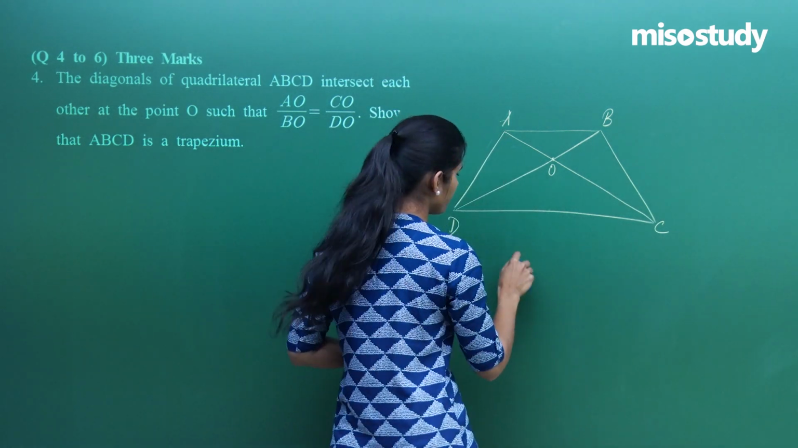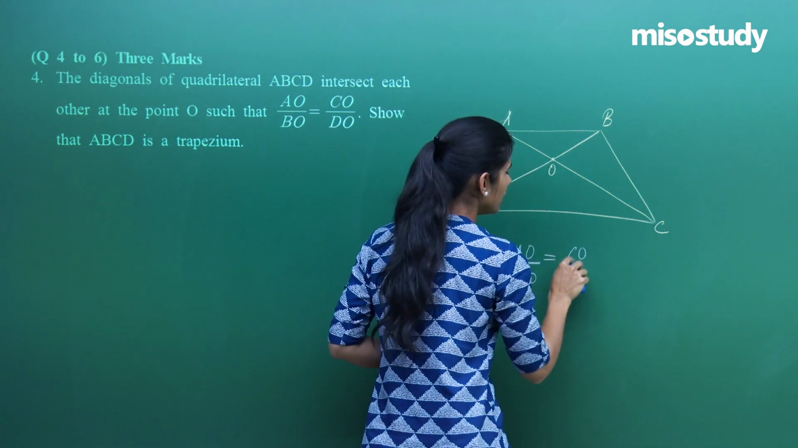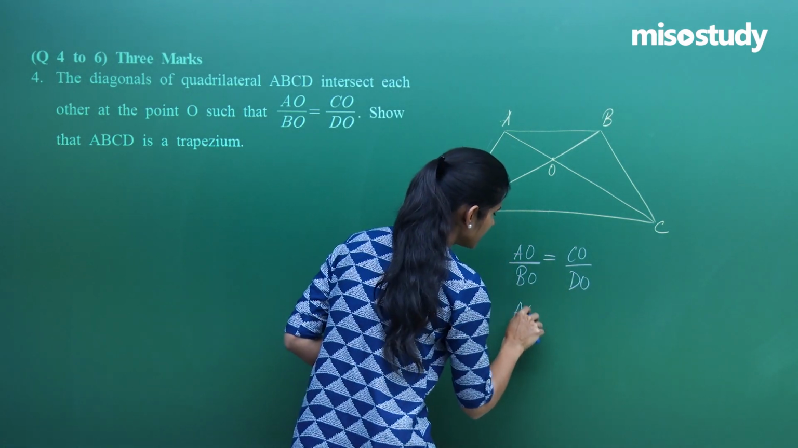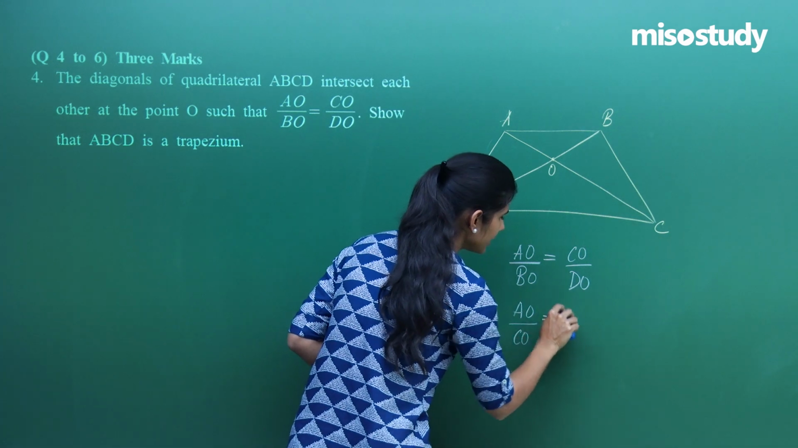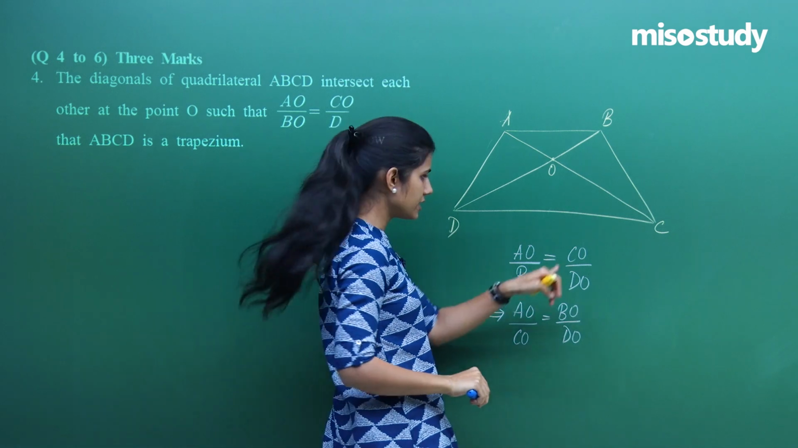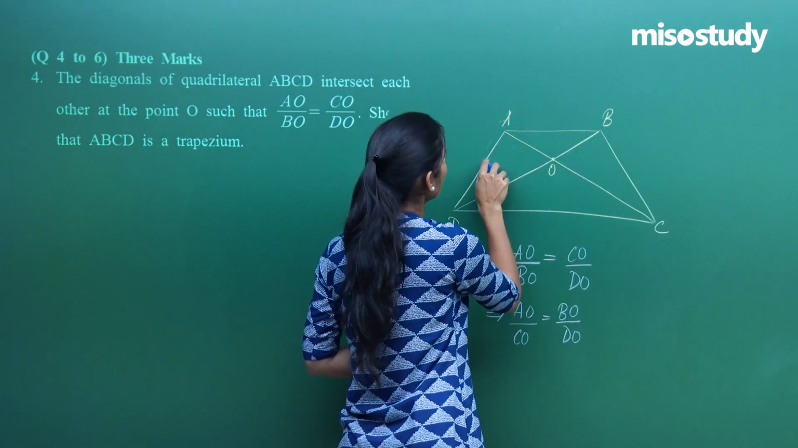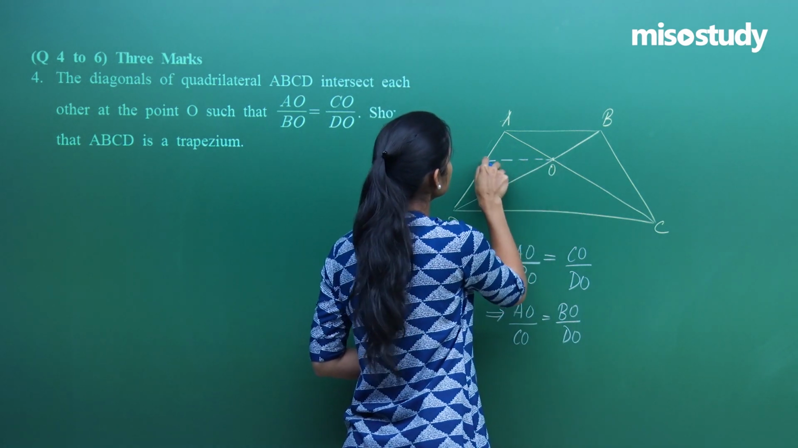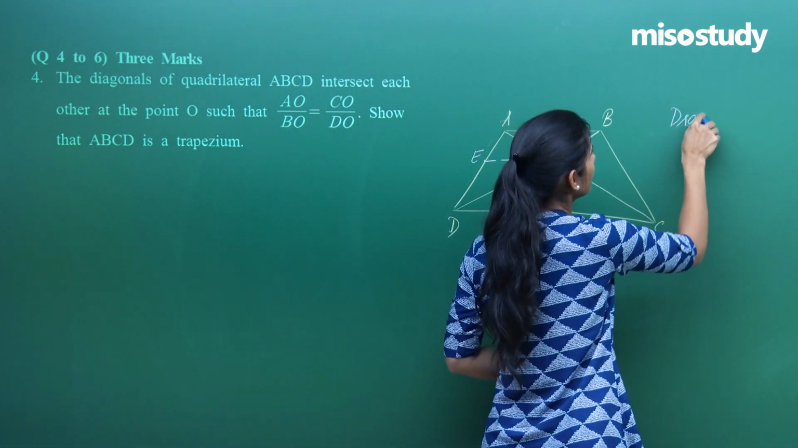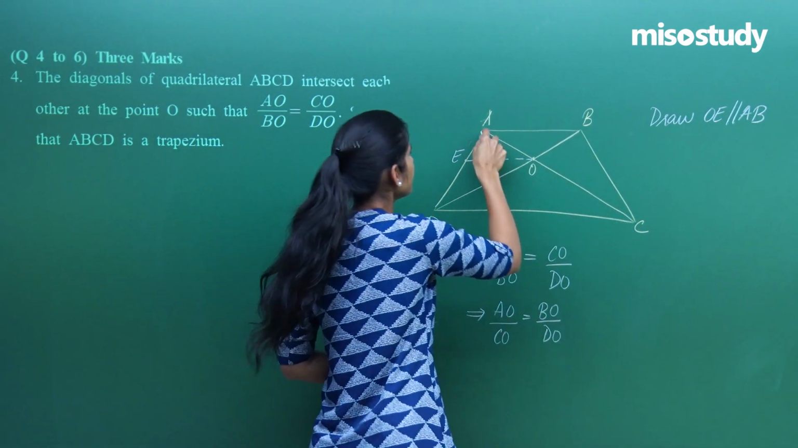AO upon BO is equal to CO upon DO. I can write this as AO upon CO is equal to BO upon DO, right? Obviously CO I bring this side, BO I take that side, it's okay. Now see what you do, you draw a line which is parallel to AB. So you draw OE parallel to AB.